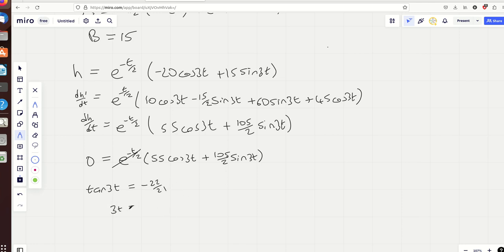So 3t equals, well, when you do it on your calculator, you get this value, but that's going to give you a negative time, so you don't want that, or 2.33, and that eventually gives you t is 0.777. And then if you plug that t value back into here, you can find a maximum displacement, and I think it comes to 16.7 centimeters.